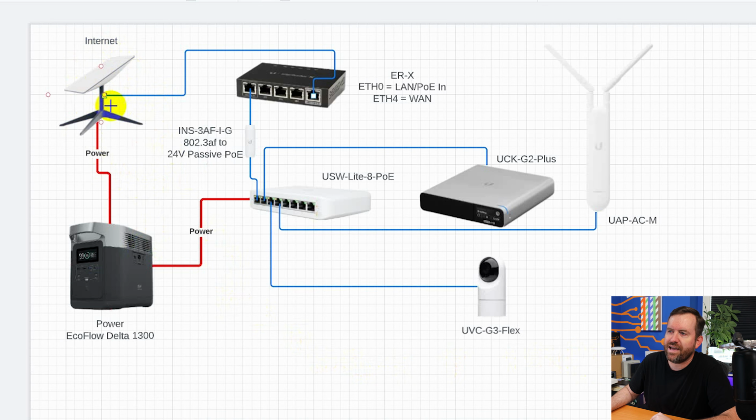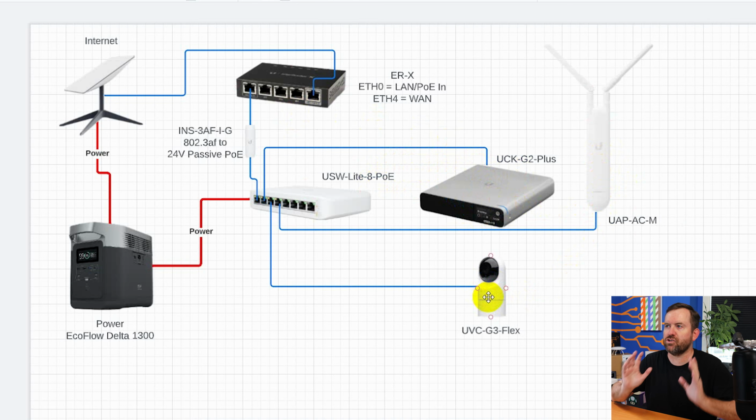So here we have our internet connection. We have our USW Lite 8 PoE switch. Both of those are plugged into power. We have the EcoFlow Delta 1300 as our battery bank. Coming off of the USW Lite 8 PoE, we have the INS 3AF-I-G 802.3 AF to 24 volt passive PoE converter, which powers up our Edge Router X. We're also using PoE to power up our CloudKey Gen 2 Plus, the UAP ACM access point, as well as the UVC G3 Flex camera.